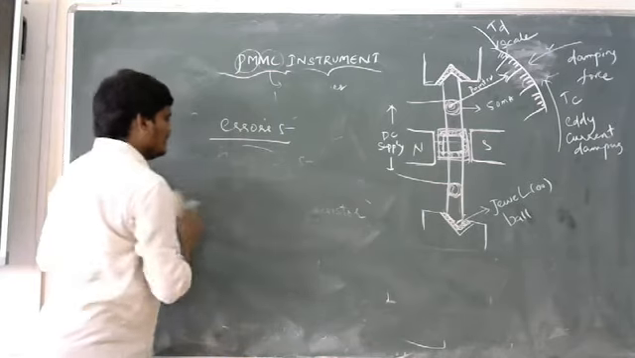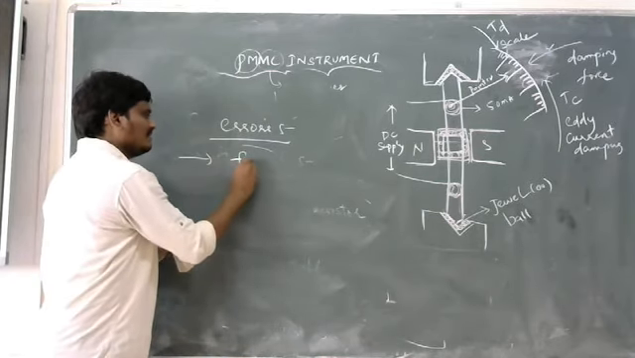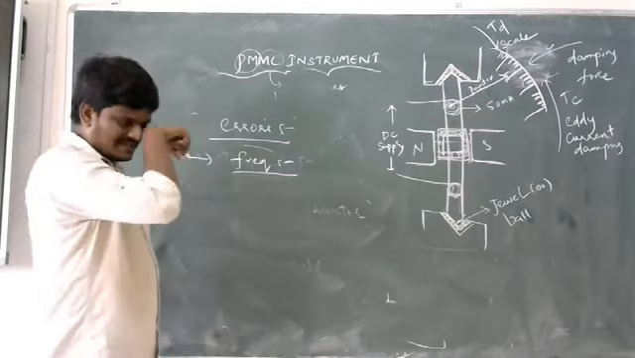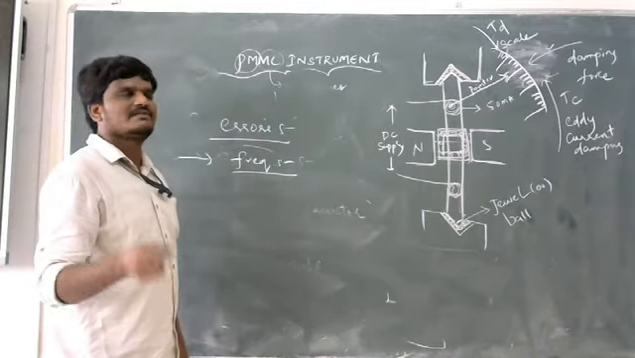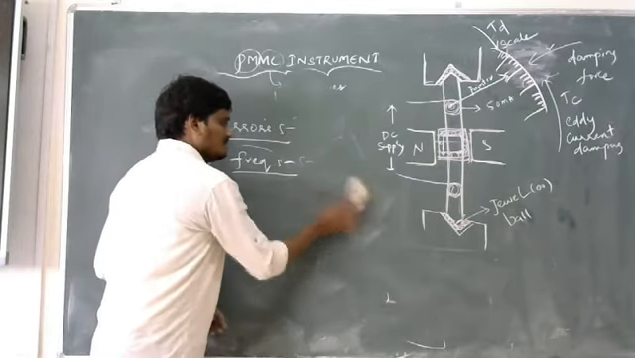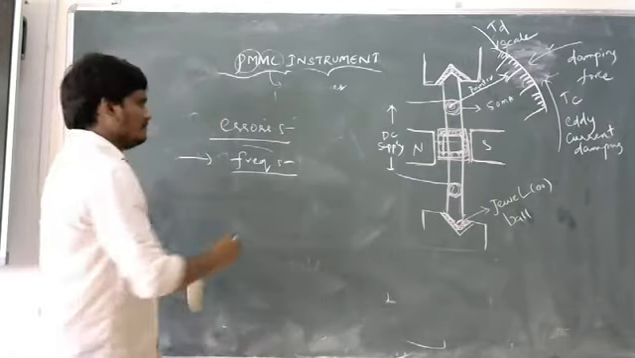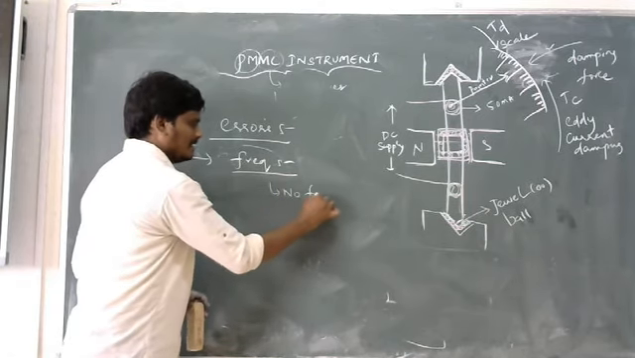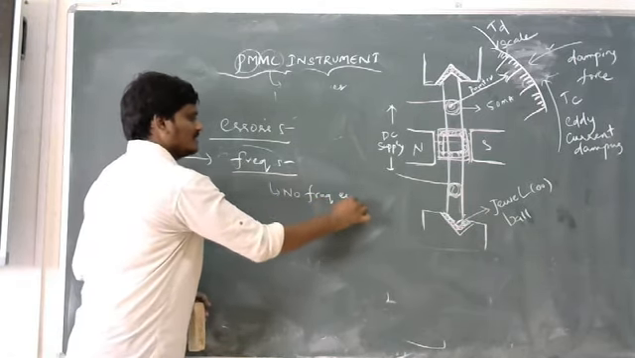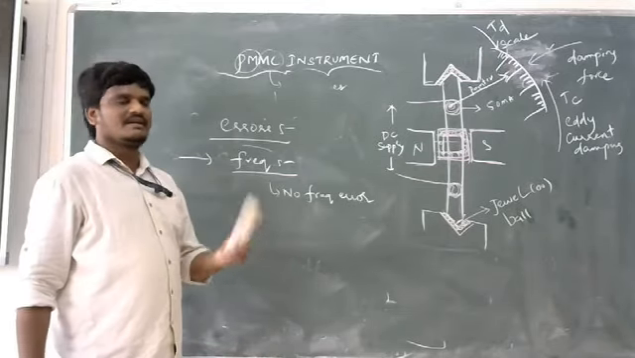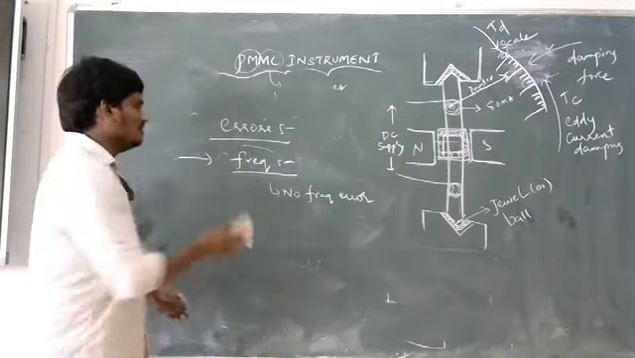Now coming to the next type of error, frequency error. The frequency error is completely absent in the case of a PMMC instrument because a PMMC instrument is used only for DC supply. That is, there is no frequency error in a PMMC instrument.